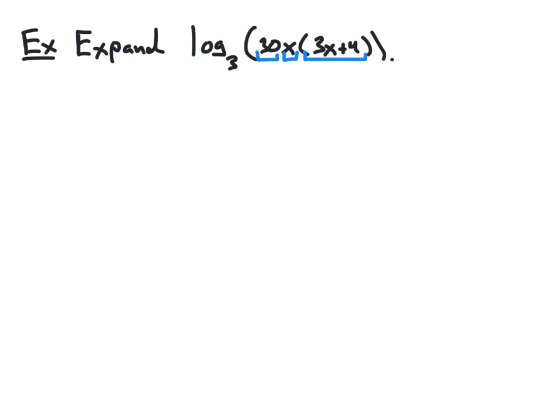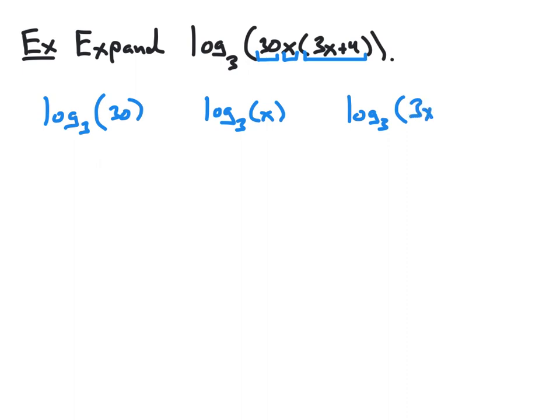The product rule that we just talked about can be extended to any number of terms in the obvious way. We just simply add the logarithm of each individual factor. And so if we want to expand this, we're simply going to write log base 3 of each of our factors. So log base 3 of 30, log base 3 of x, and log base 3 of 3x plus 4. And the product rule says to add these together. And so this expression here, log base 3 of 30 plus log base 3 of x plus log base 3 of 3x plus 4 is exactly the same as the log base 3 of 30x times 3x plus 4.